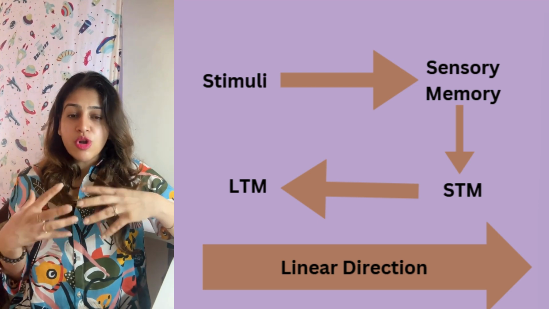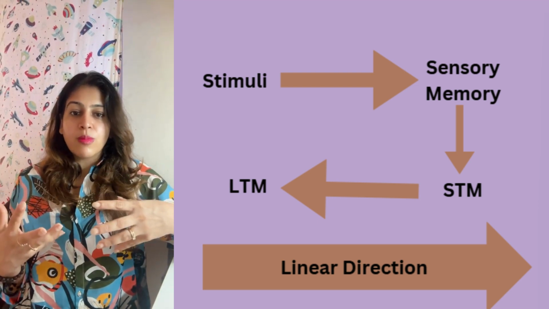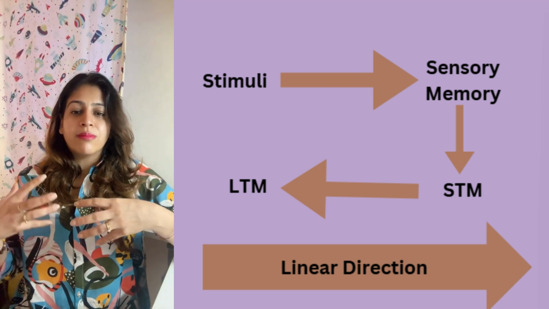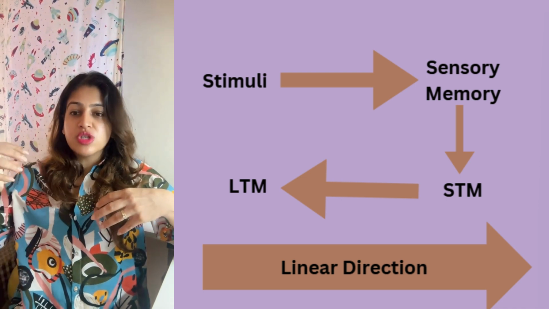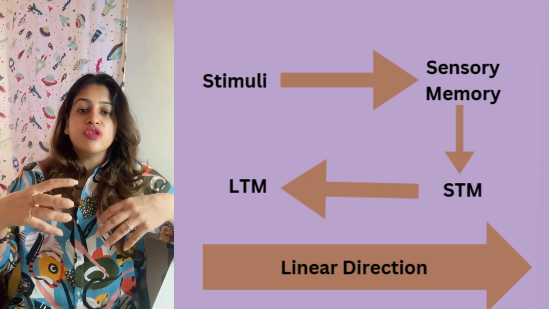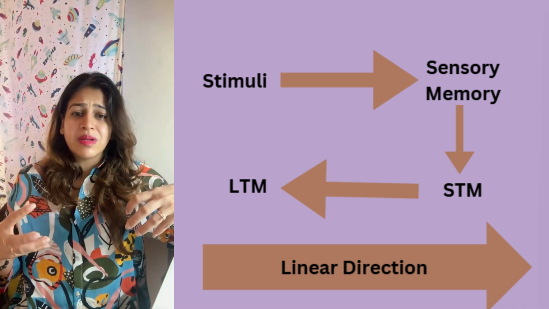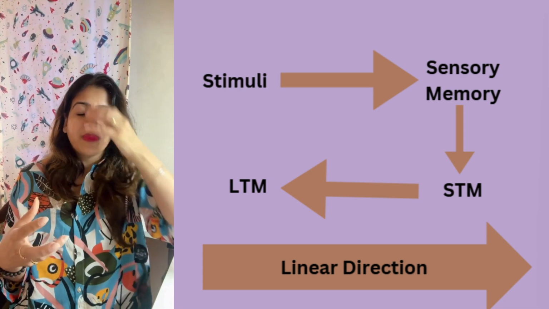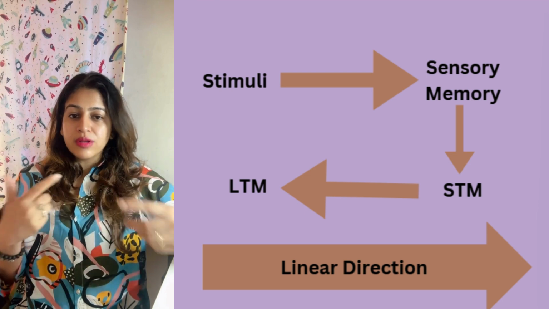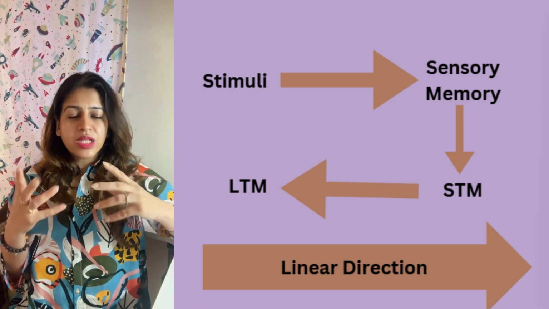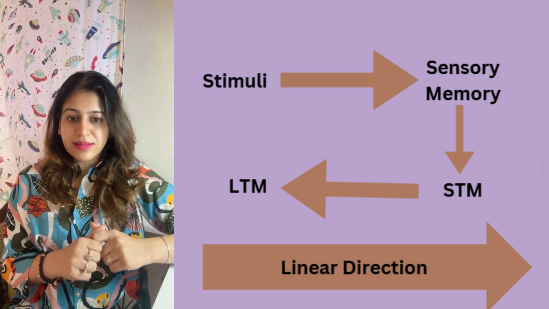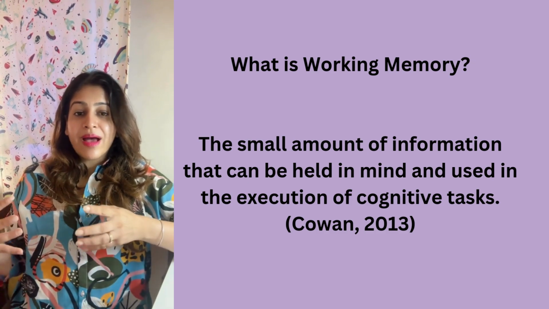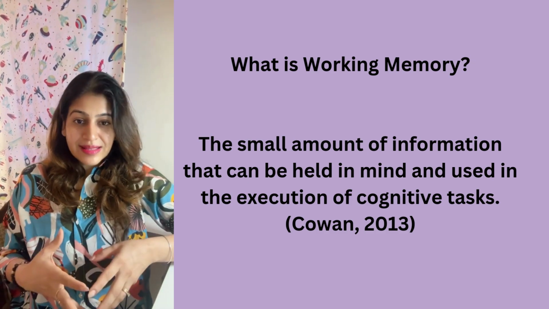There was a lot of criticism of the multi-store memory model: how can memory move from just one box to the other, one storage to the other? It is too simplistic in nature and too linear. So there are definitely more things that happen in the memory. Today we'll be discussing that. Working memory was given by Baddeley and Hitch in 1974.